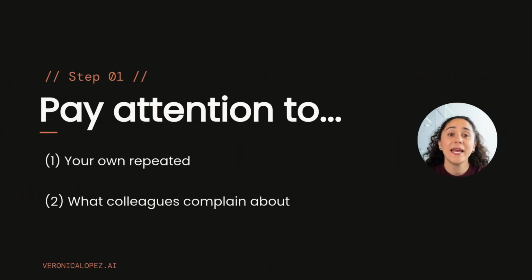Step 1. Pay attention to repeated work and what colleagues complain about. That's where builds live. Here's what that looked like for me. A colleague came to me complaining that he couldn't find anything to automatically track AI regulatory developments, flag what was critical, and map them across practice areas, all in one place.